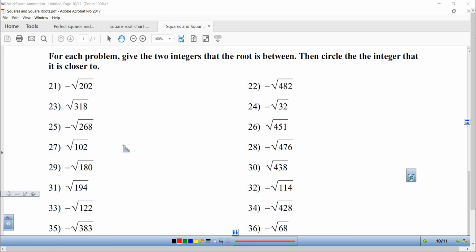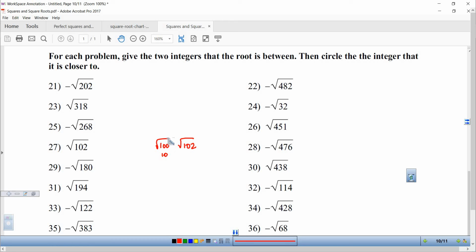102 is not a perfect square. But if I were to ask you, what is a perfect square that's close to 102? I hope you could tell me 100, right? The square root of 100 is 10. And here I have the square root of 102.